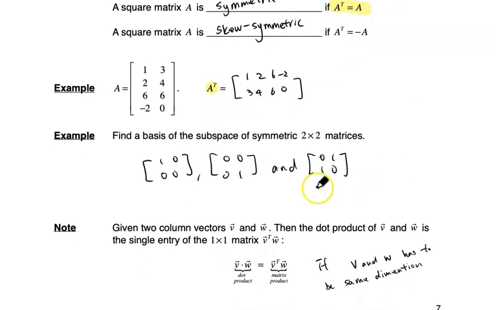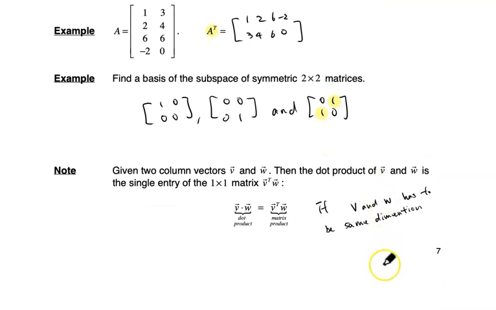Find the basis of the subspace of all symmetric matrices of order 2 by 2. The basis has 3 elements. What's important to notice is these two entries have to be the same, so there are only 3 dimensions in this subspace, not 4.